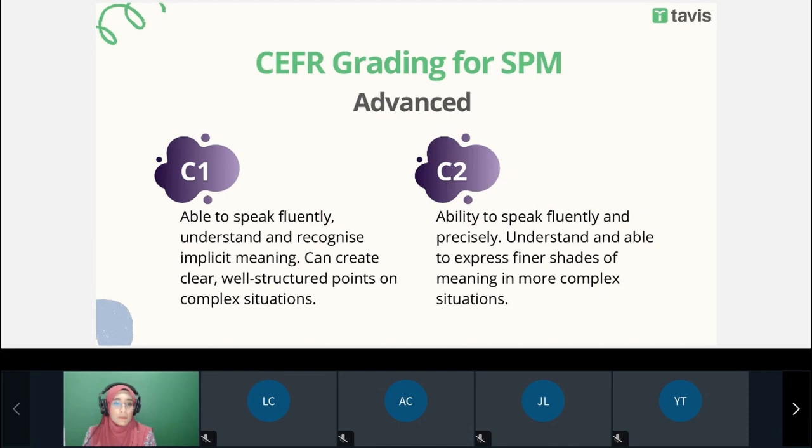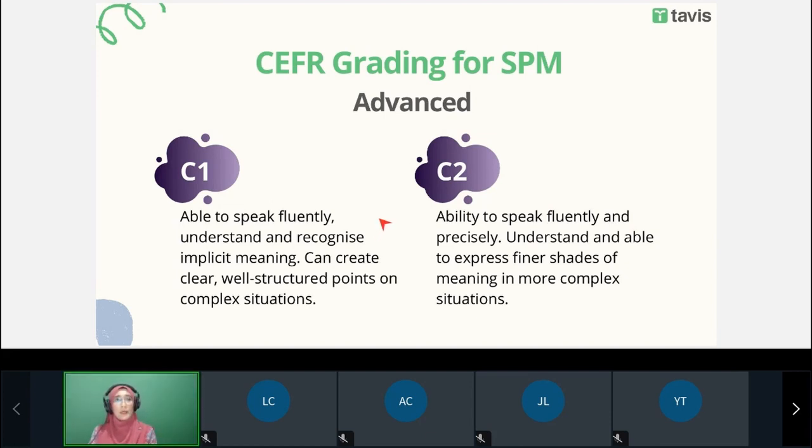But if you are at C1 and C2, this is considered an advanced level. C1 is where you are able to speak fluently, understand and recognize implicit meaning. So what is implicit meaning? Anybody? The opposite is explicit. X is like the word exit, it's outside, right? So this one, implicit, is like inside. This is where you understand the meaning of some indirect words. So if you can speak fluently, then you are a C1 person.